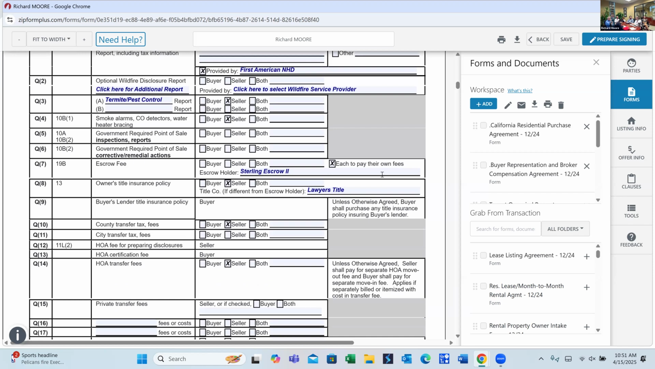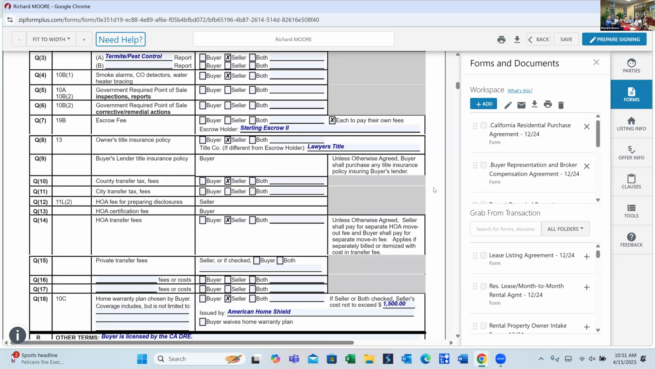Q7 escrow fee. I suggest each to pay their own fees because maybe your client can get a discount and another one won't. You say both and they're splitting, and then each gets a benefit of the discount. And we always suggest Sterling Escrow. That's how I make money here.